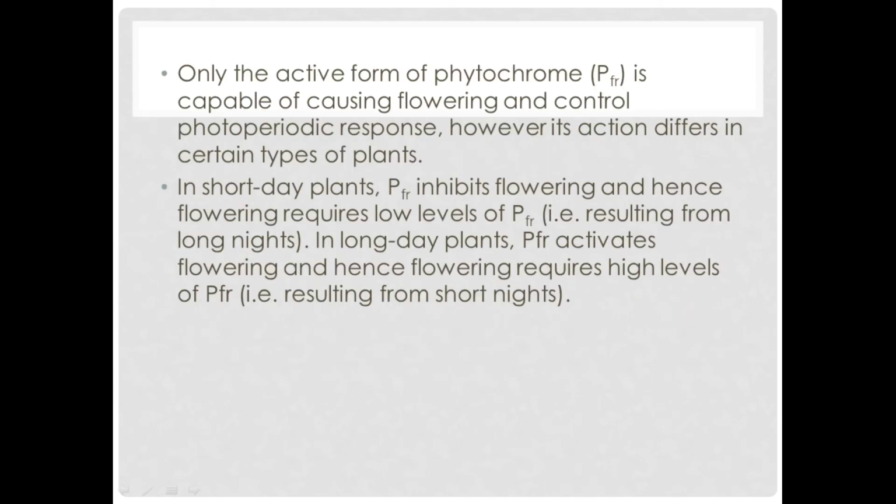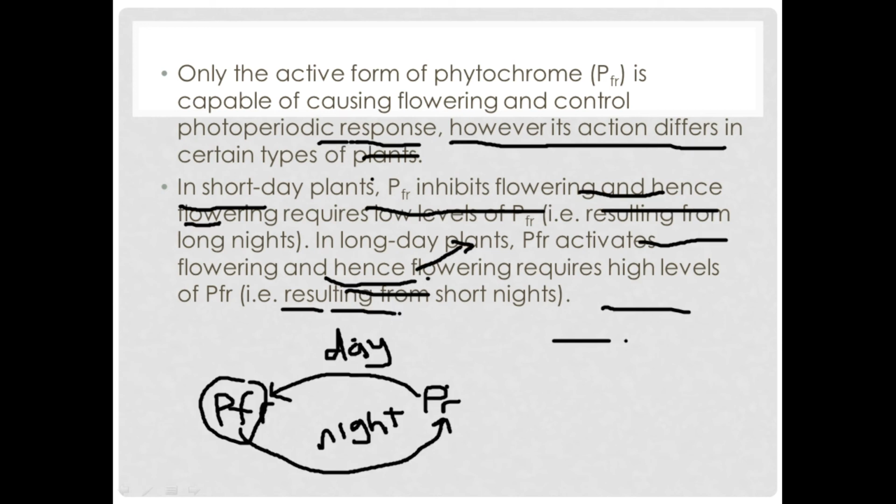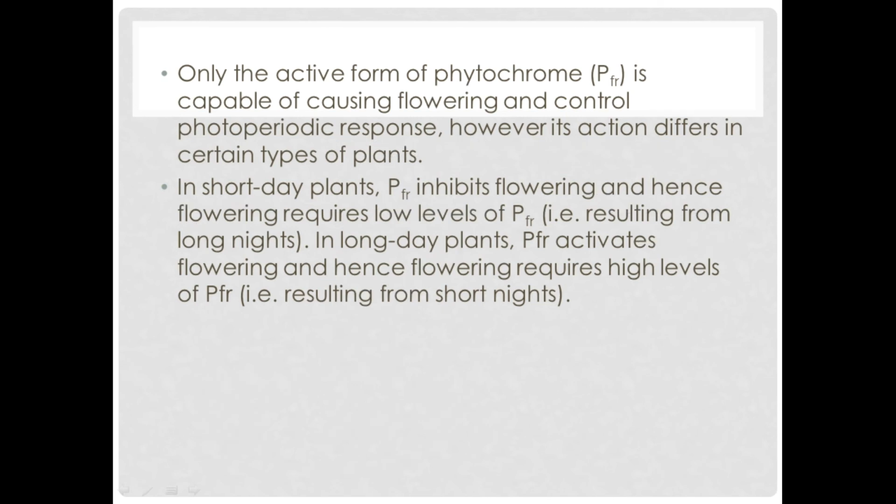Only the active form of phytochrome is capable of causing flowering and controlling photoperiodic response. So it's only phytochrome far red that can cause flowering in plants. However, its action differs in certain types of plants depending on the amount of phytochrome far red.